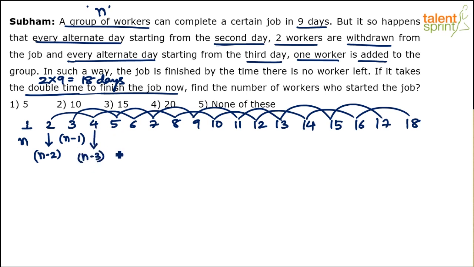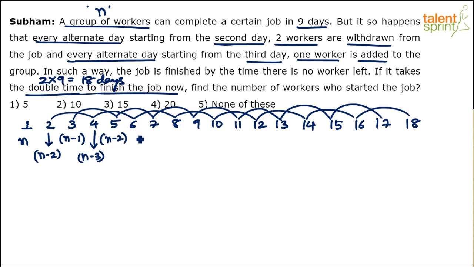N minus 3. Again, I cannot directly go to 6th day and say n minus 5, because on 5th day there's some change that happens. This becomes n minus 2. Why? On 5th day 1 worker got added. Every alternate day starting from 3rd day. So basically on all the odd days, 3rd, 5th, 7th, 9th, 11th, and so on, we are adding a worker. On all the even days, we are subtracting 2 workers. We are withdrawing 2 workers. So odd days you have to add 1.